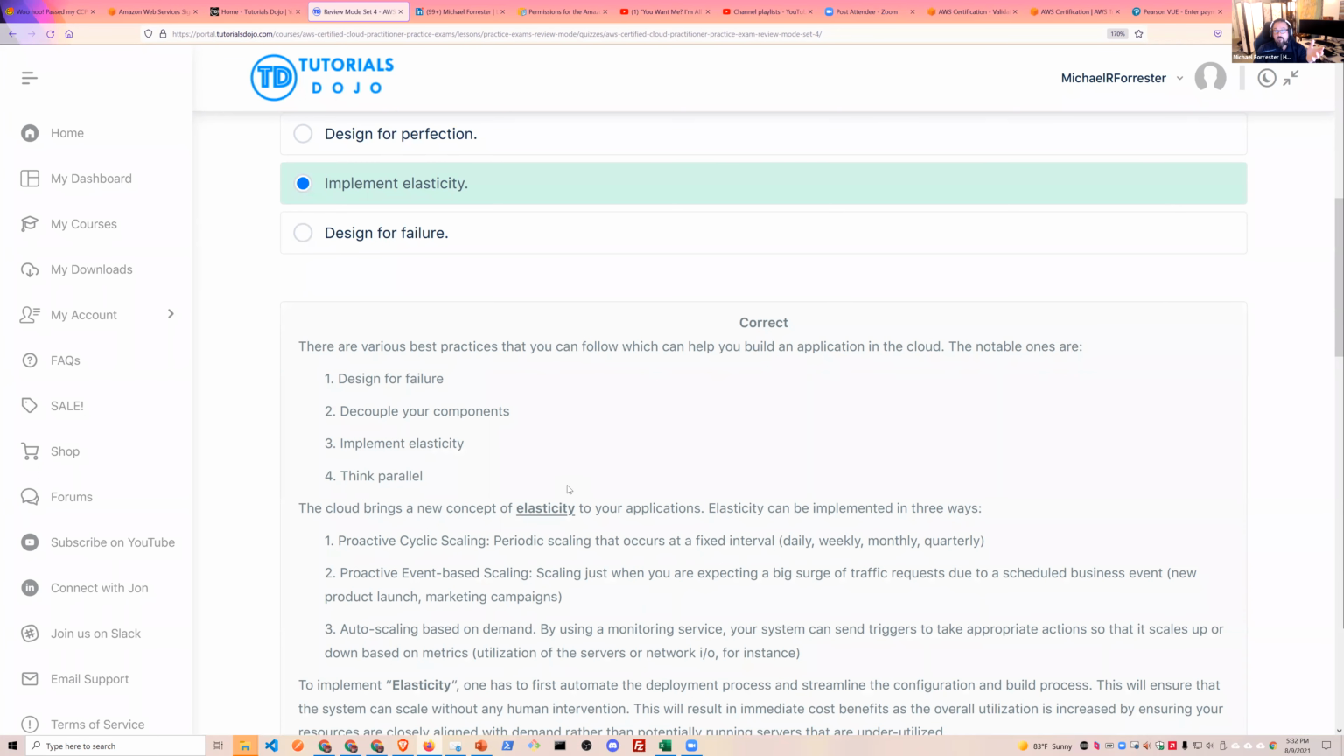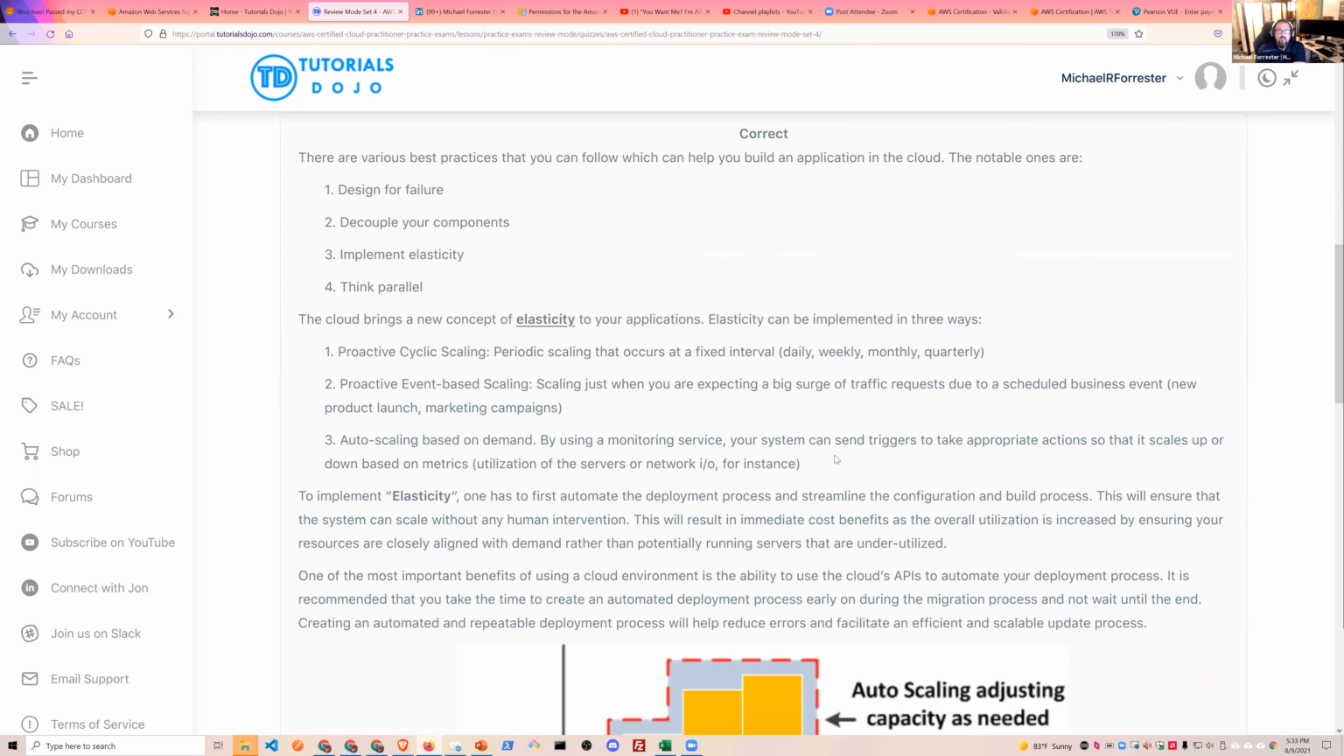There are various best practices as part of the well-architected framework that you can read about, but definitely designing for failure, decoupling, being loosely coupled, and implementing elasticity. Think parallel, instead of in series. Auto scaling definitely implements elasticity, and it's the secret sauce that makes virtual machines cheaper on AWS if you actually do use elasticity.